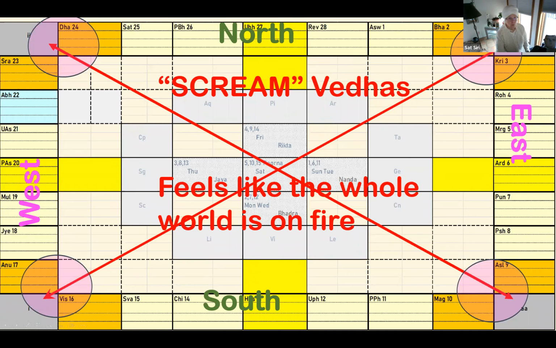And when one vowel vibrates, all 4 vowels vibrate. So it feels like the whole world is on fire, because the entire cosmos starts vibrating when a planet goes around the corner through the scream area. And if it's a malefic planet, that can be very troubling. If it's a benefic planet, it can be very positive.